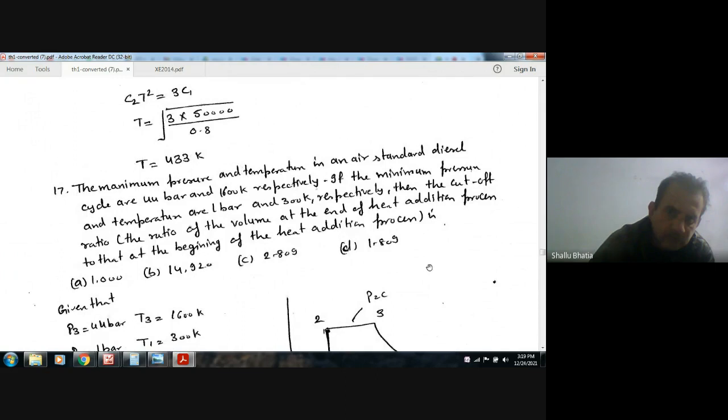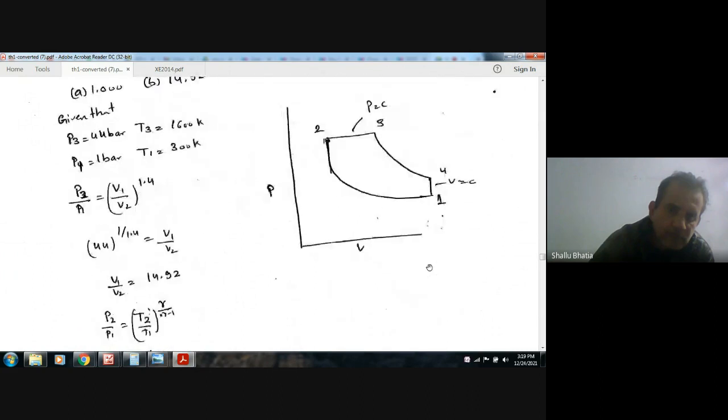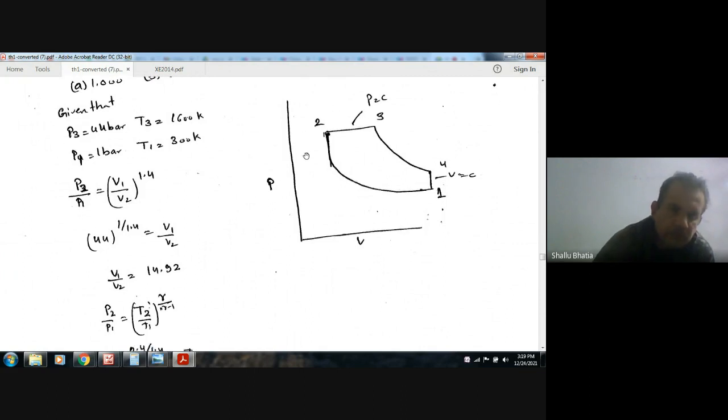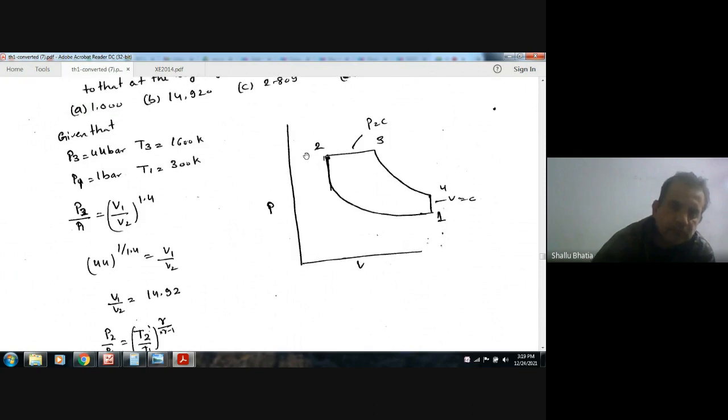Now we can calculate the compression ratio. Because P2 is equal to P3, that is a constant pressure process. And P1 is your 1 bar, so that ratio is 4. So we can calculate the compression ratio, that is V1 by V2, which is equal to 14.92.